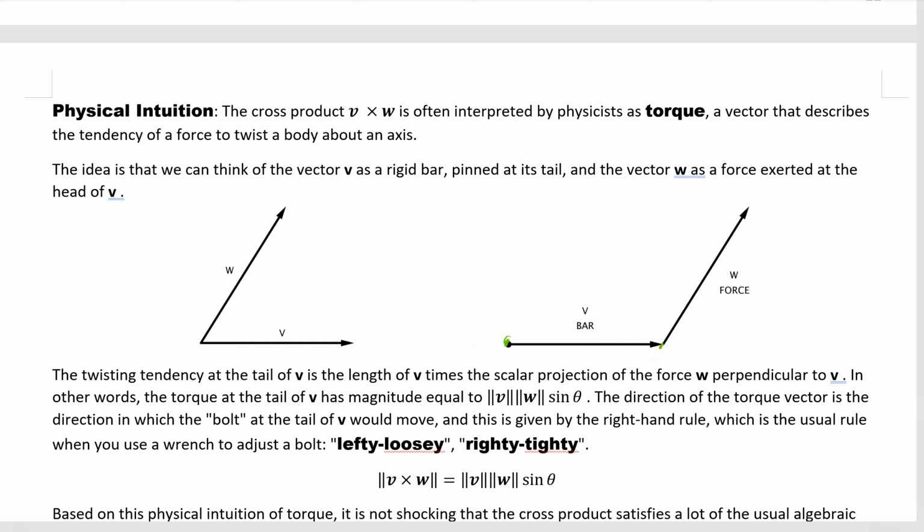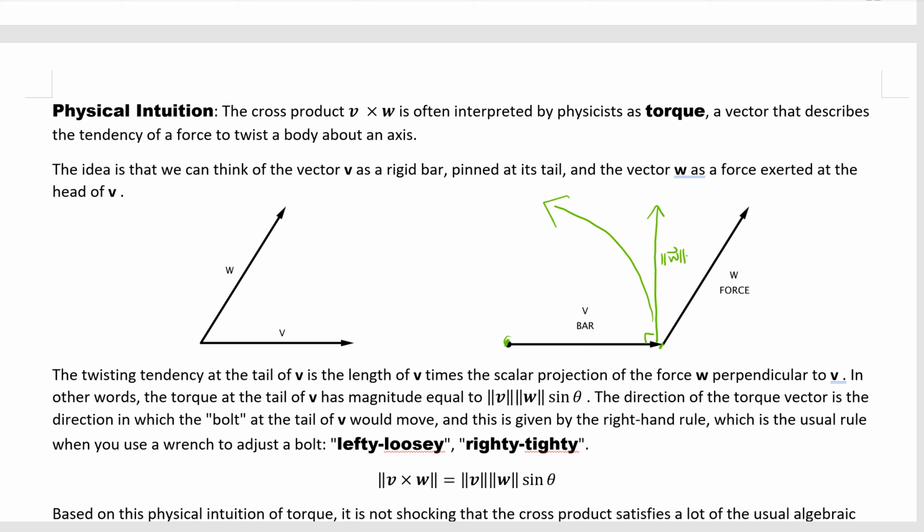How do we measure the twist? We want to measure the component that is perpendicular to v, because to twist the bar you want this perpendicular component. In this case, it is a counterclockwise direction. The twisting tendency at the tail of v is the length of v times the scalar projection of the force w perpendicular to v.